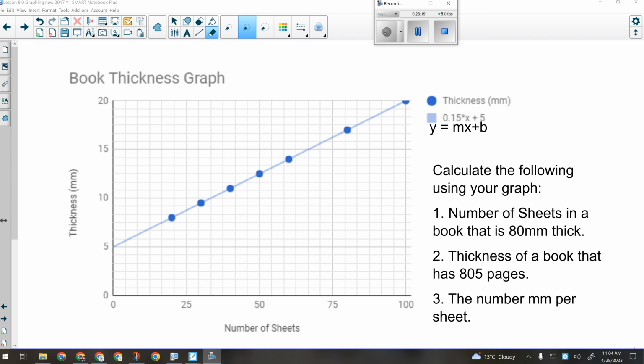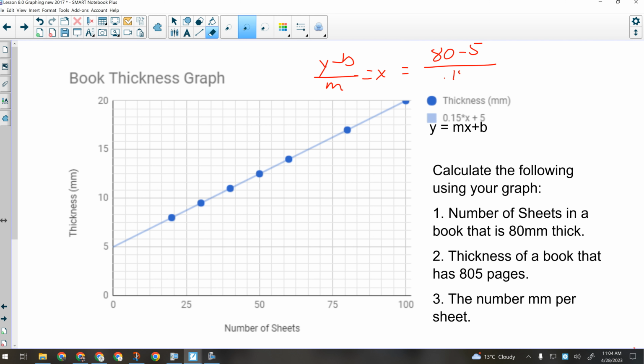X. Number of sheets is on the x-axis. All right, so I'm looking to solve for x, so I'm going to manipulate, subtract b, and then divide by m. So I will have y minus b over m equals x. Okay, did they tell me what y is? Yeah, 80 millimeters thick, right? Millimeters thickness, that's on the y-axis. So I know that y is 80. I know that b is 5 millimeters. Okay, and I know that m is 0.15.